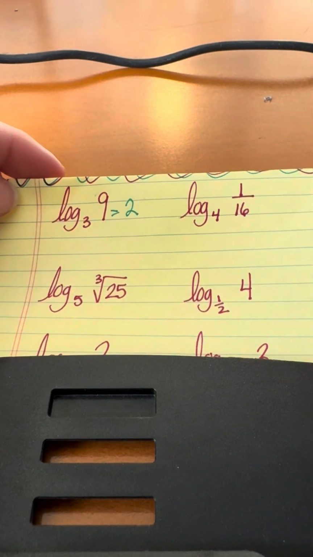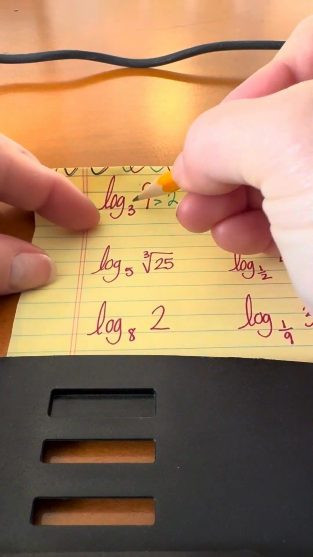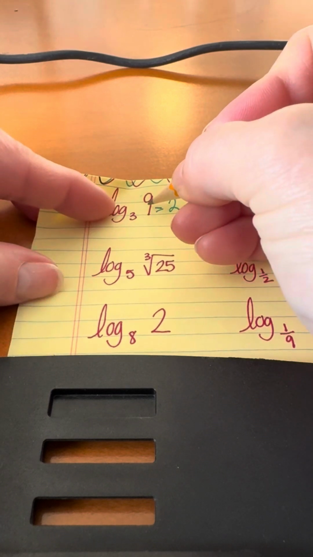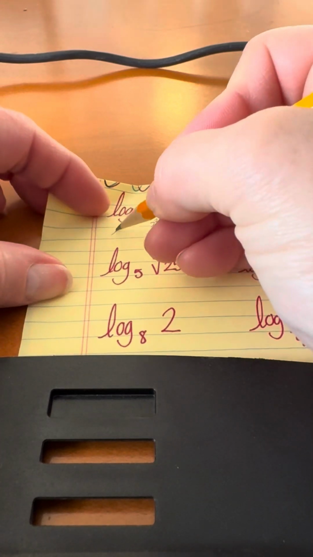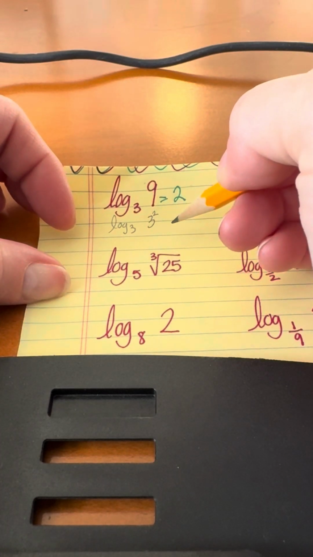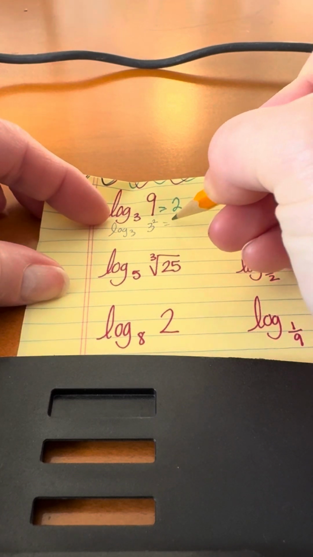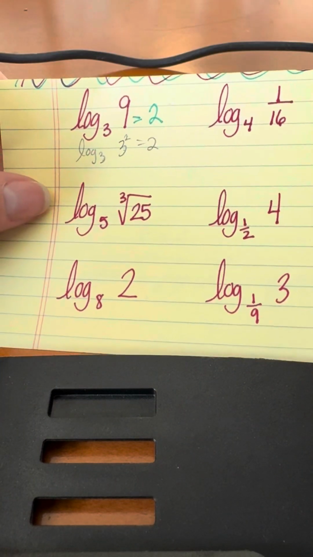But the alternative to that would be to go ahead and change this 9 so that it is a number, same value, but has a base of 3. So you would change your 9 to a 3 squared. So it would look like this, log base 3 of 3 squared. And then once you have those the same, you know your answer is that power. So either one of those options is okay. All right, let's get a little fancier.